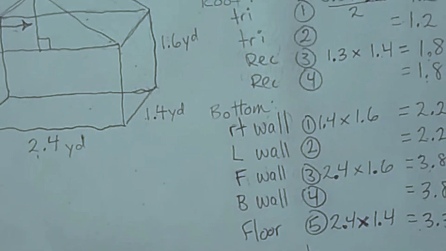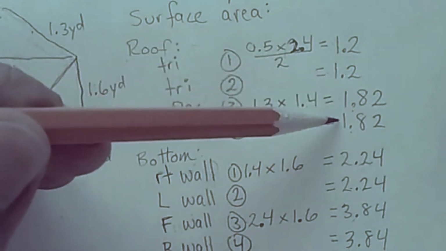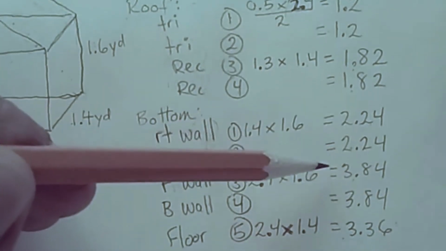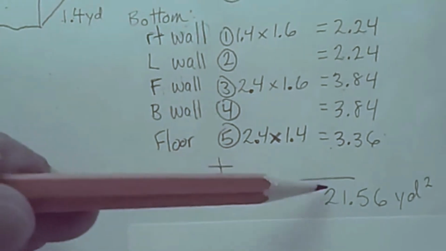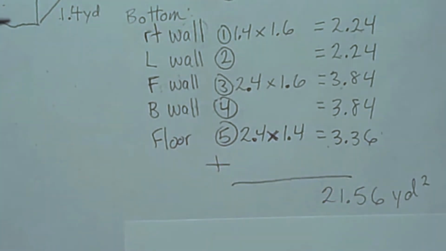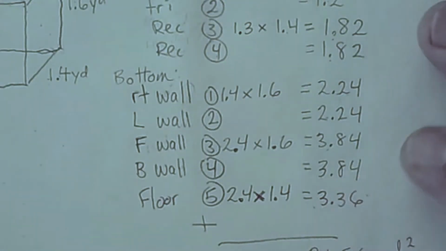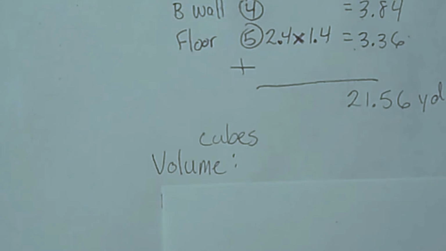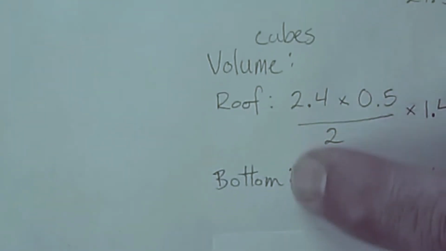Now for the surface area, I need to add up all of these numbers: the 1.2, 1.2, 1.82, 1.82, and the 2.24, 2.24, 3.84, 3.84, and 3.36. When I add up all those numbers, I get 21.56 square yards, because surface area is measuring how many squares are on the surface of this. Now the volume is different. There's a lot of numbers involved in the surface area. It's quite a process, but the volume is a lot shorter, and we're measuring how many cubes fit inside of this figure. So I again broke it down into a roof and the bottom.